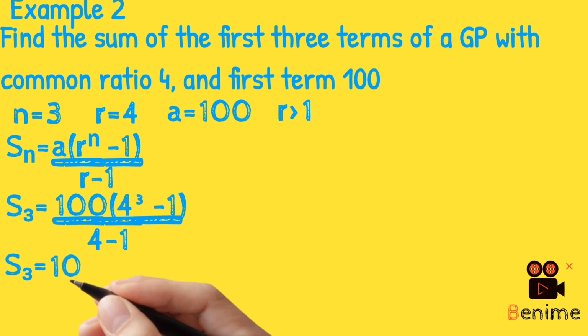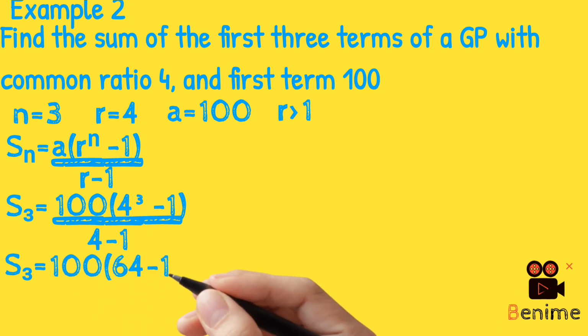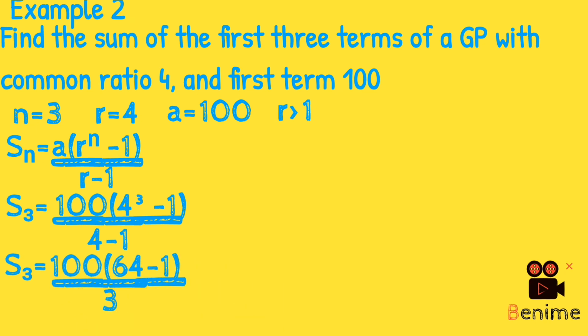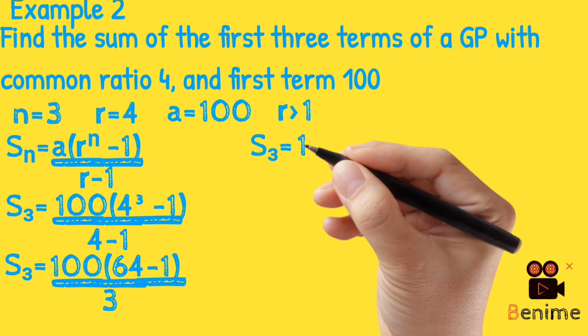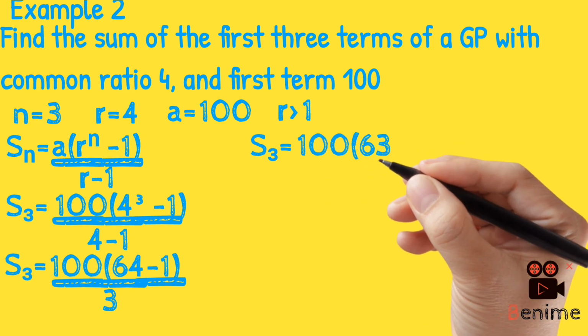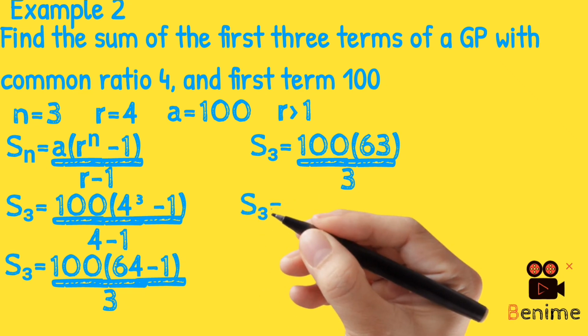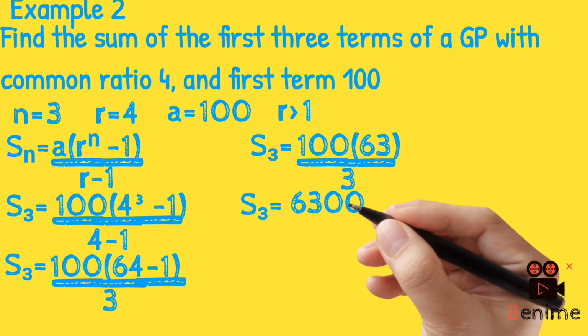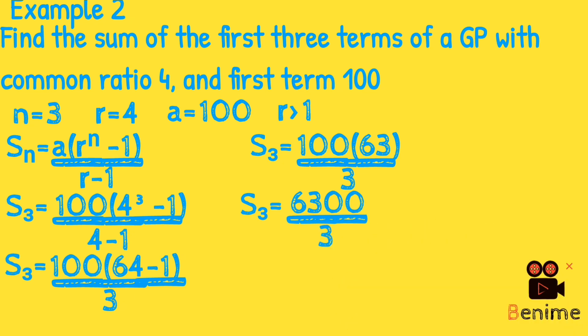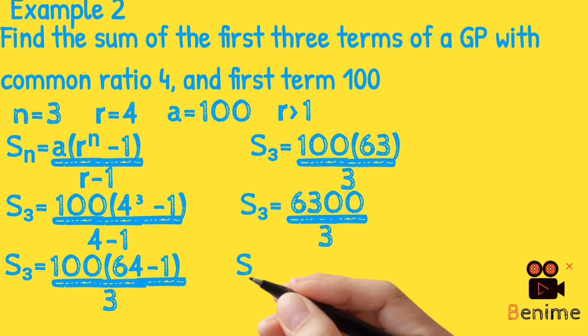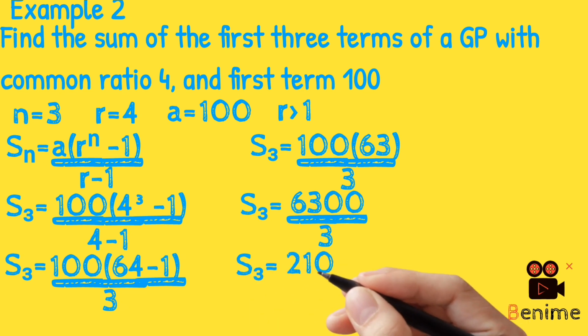So we have that S3 is equal to 100, open bracket, 64 minus 1. 64 minus 1 will give you 63. So we have that S3 is equal to 100, open bracket, 63, close bracket, all over 3. So multiply 100 by 63, you get 6,300. So S3 is equal to 6,300 all over 3. 6,300 divided by 3, you get 2,100. So S3 is equal to 2,100, and that's your final answer.